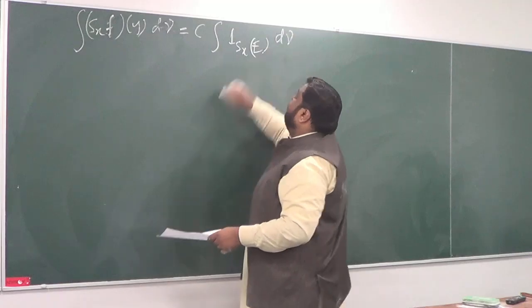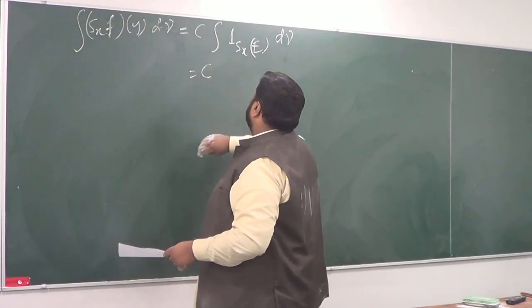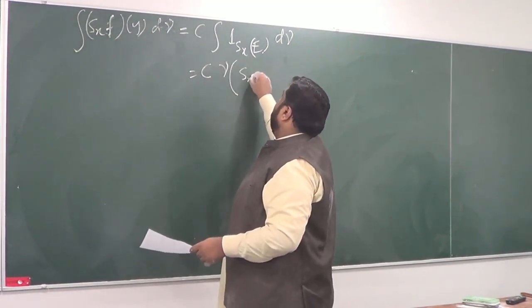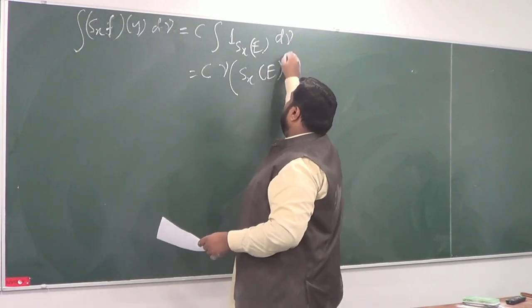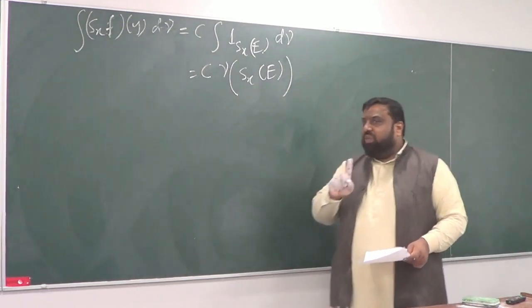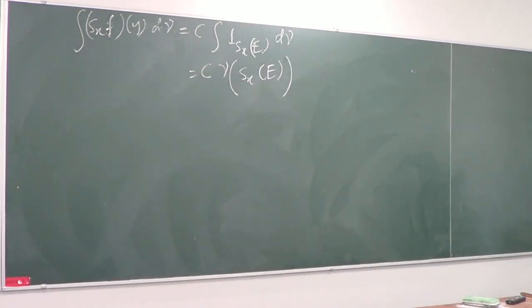with respect to d, right? But this is the same as c times the nu of Sx of t. Agree? So see, what was our first claim that we needed to prove? We need to prove that this is measurable.